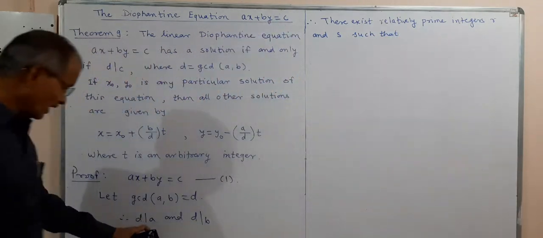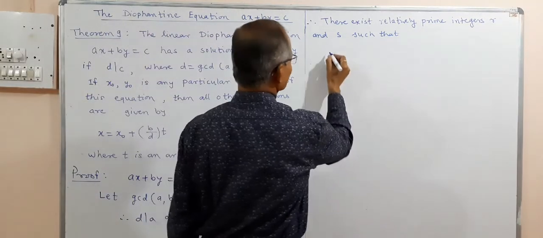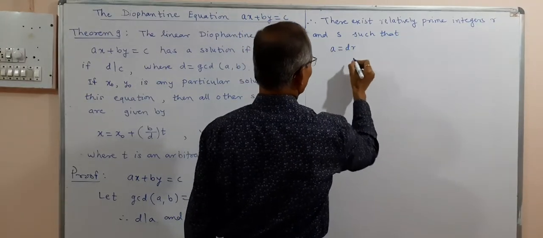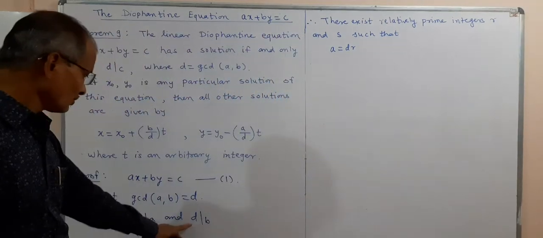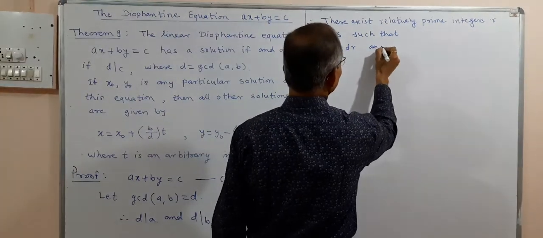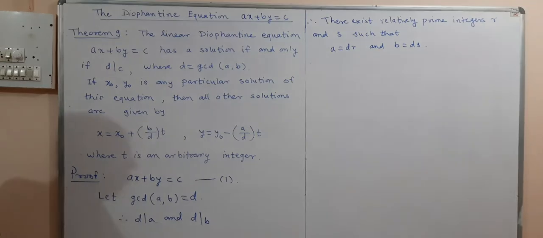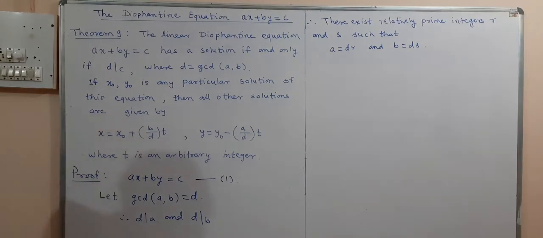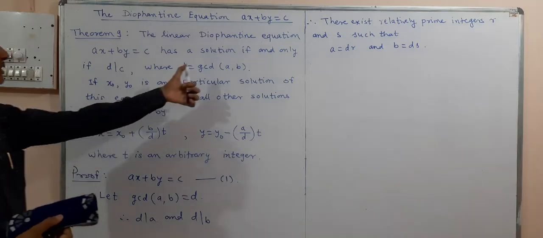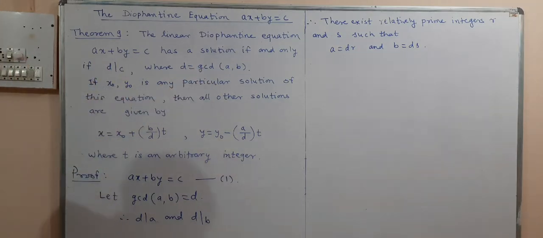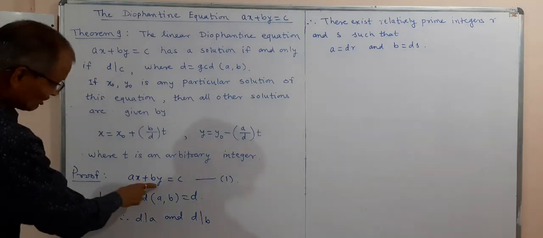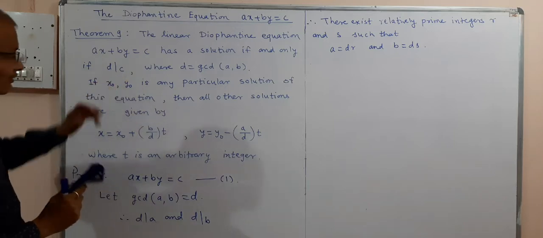By definition of divisibility, a is equal to d into r and b is equal to d into s. Now what we shall have to show is that the solution exists. If d is the GCD of a and b and d divides c, then the solution exists. That we have to show. So for this purpose we shall consider next, suppose equation 1 has solution x naught and y naught, then we will show d divides c.